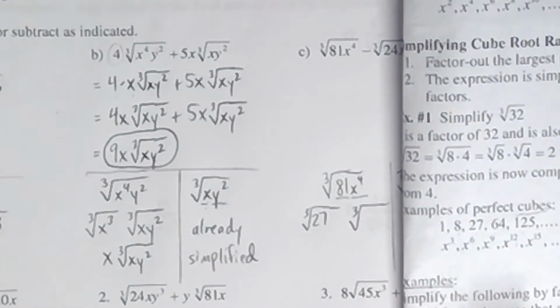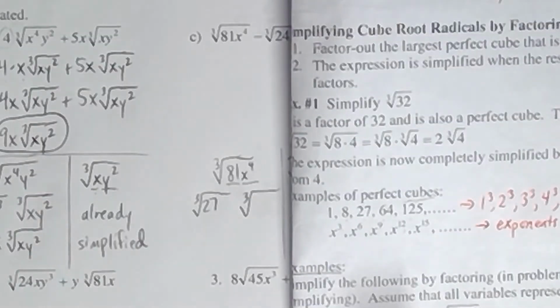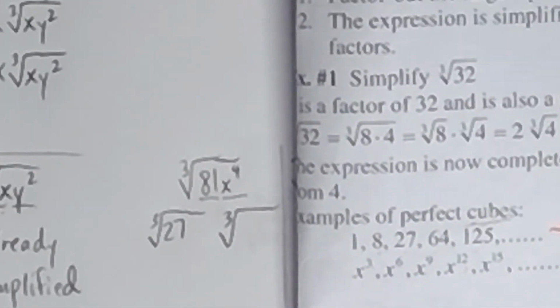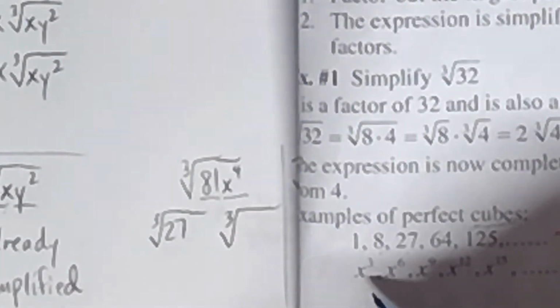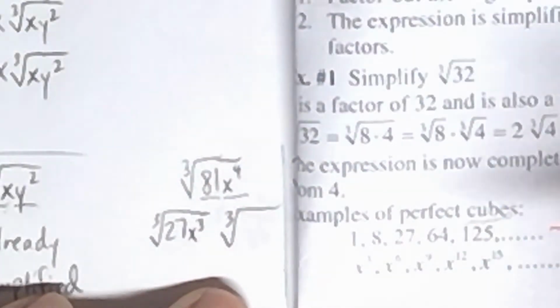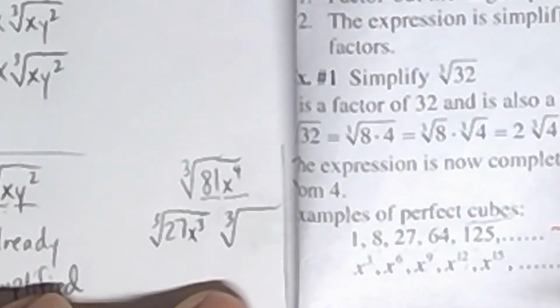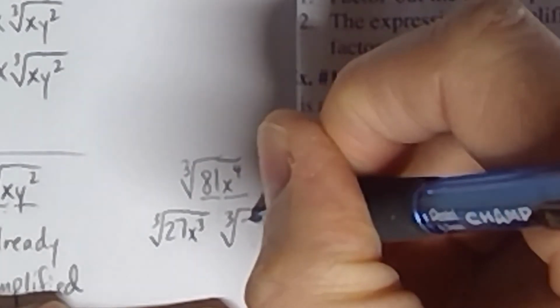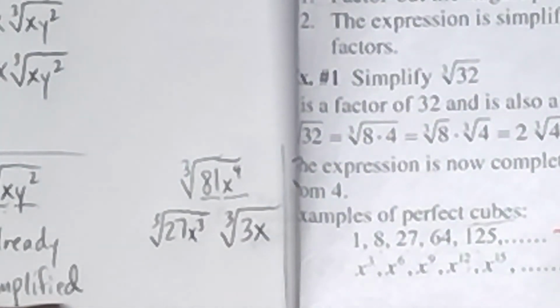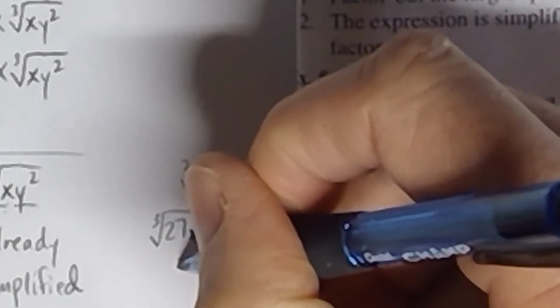What about the x to the 4th part, though? We need to pick the largest exponent that's not bigger than 4. Well, that would be x to the 3rd, wouldn't it? Right there. And so what does 27x to the 3rd get multiplied by to equal 81x to the 4th? That's what would go in here. 3x. Okay. We then evaluate the first radical.